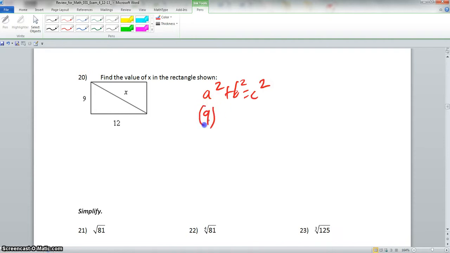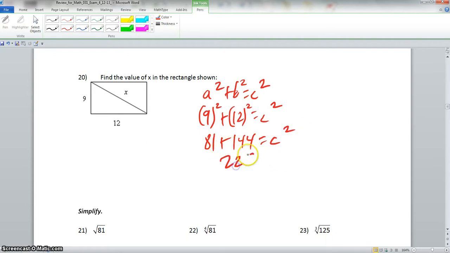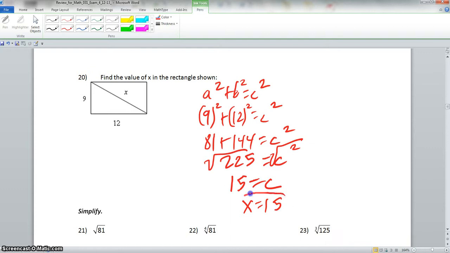A is 9, b is 12, we don't know what c is. 9 squared is 81, 12 squared is 144. 81 plus 144 is 225, and that equals c squared. We could take the square root of both sides, and 15 is equal to c. So our final answer here is x is equal to 15, because remember we're trying to find x.